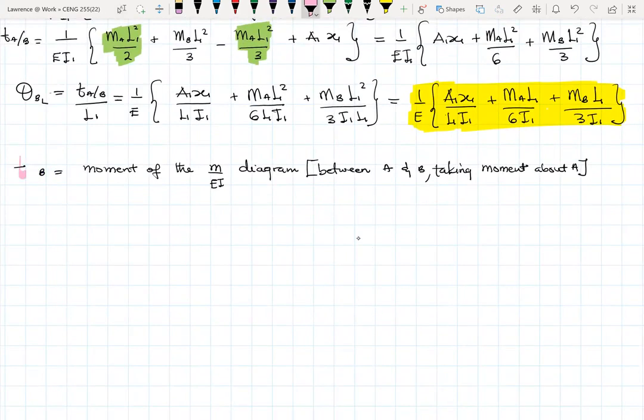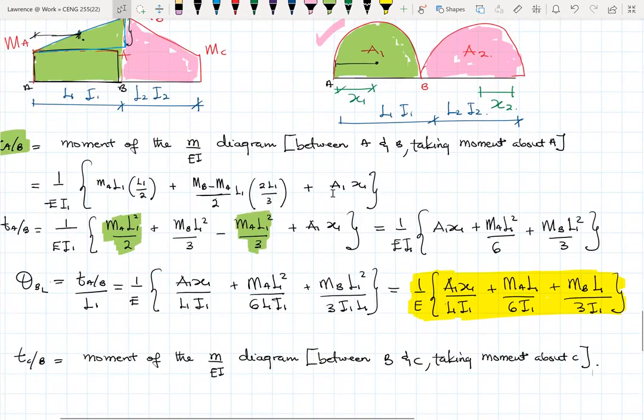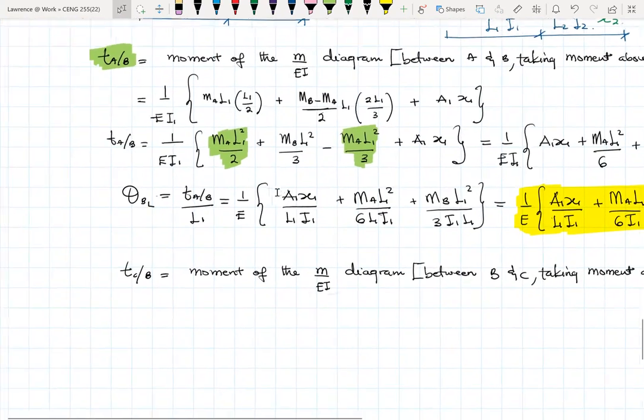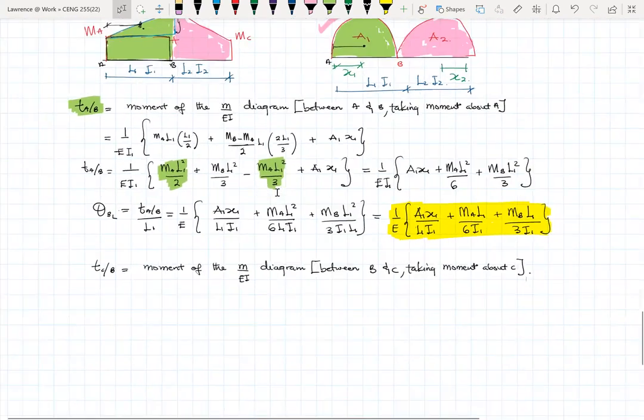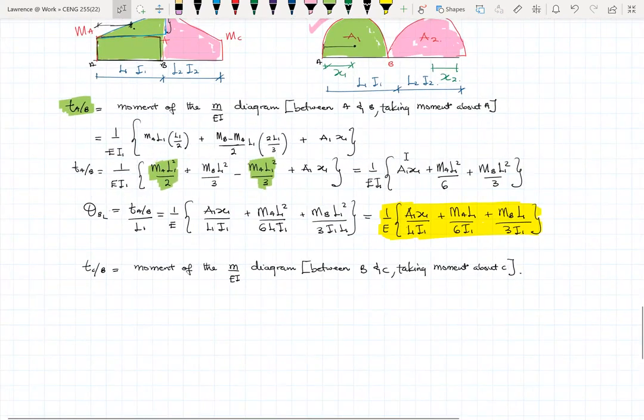So let's say TCB, the moment of the M over EI diagram between B and C, taking moment about C. That's the major difference. Whatever I did for the first one will be very similar for the second one. So to save time, I'm just going to copy and do the editing, and explain what is happening.